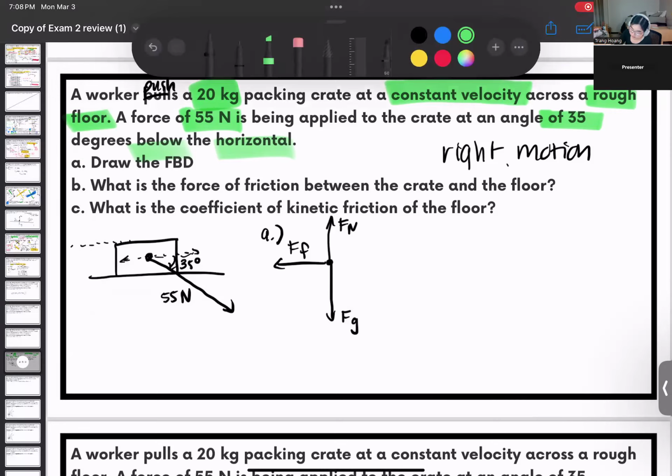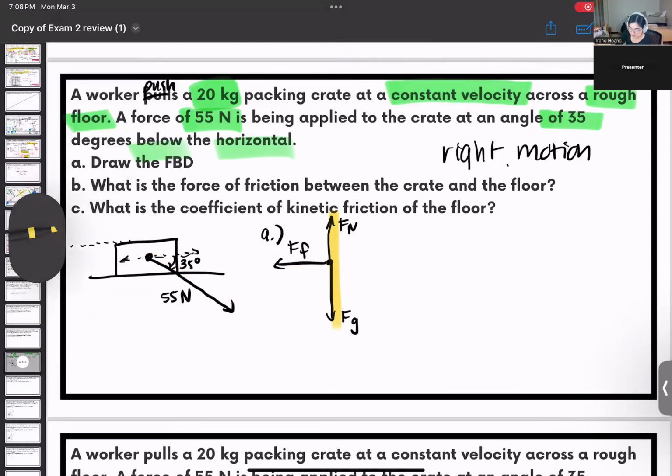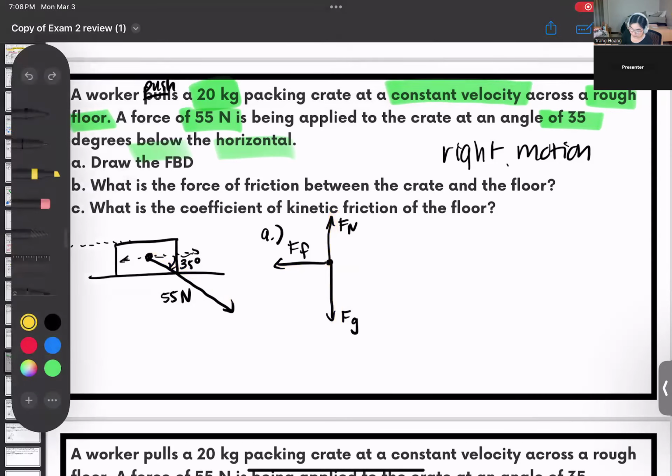Because if you look at it, we're looking for something like this. The push force is going at an angle like this. It doesn't fit into what we want in our axes, right? So what we've got to do is make it fit. So the push force is like this, our F push force. We want to make it fit.